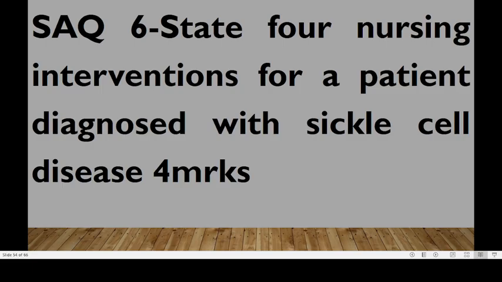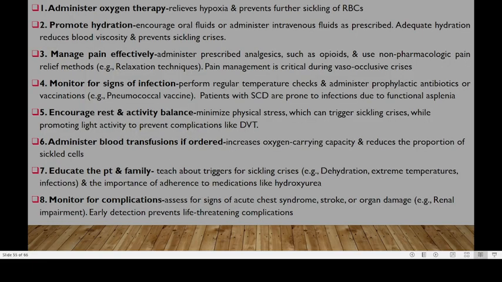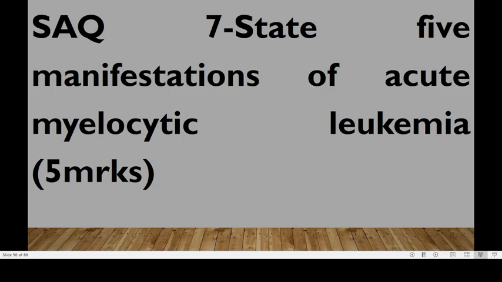For nursing intervention for a patient diagnosed with sickle cell, you have to administer oxygen therapy, promote hydration, manage pain effectively, monitor for signs of infections, encourage rest and activity balance, administer blood transfusion if ordered, teach the patient and family about the triggers of sickling crisis, and monitor for complications.